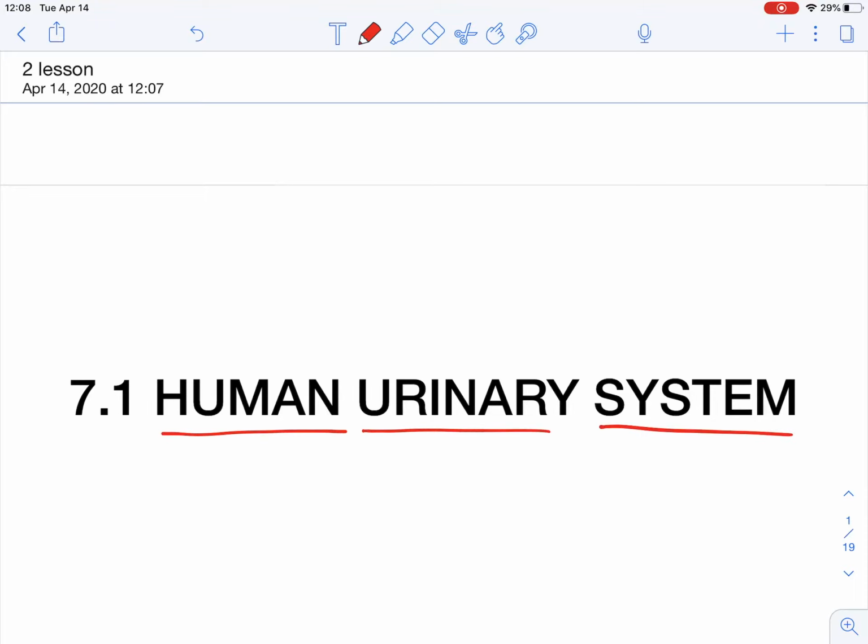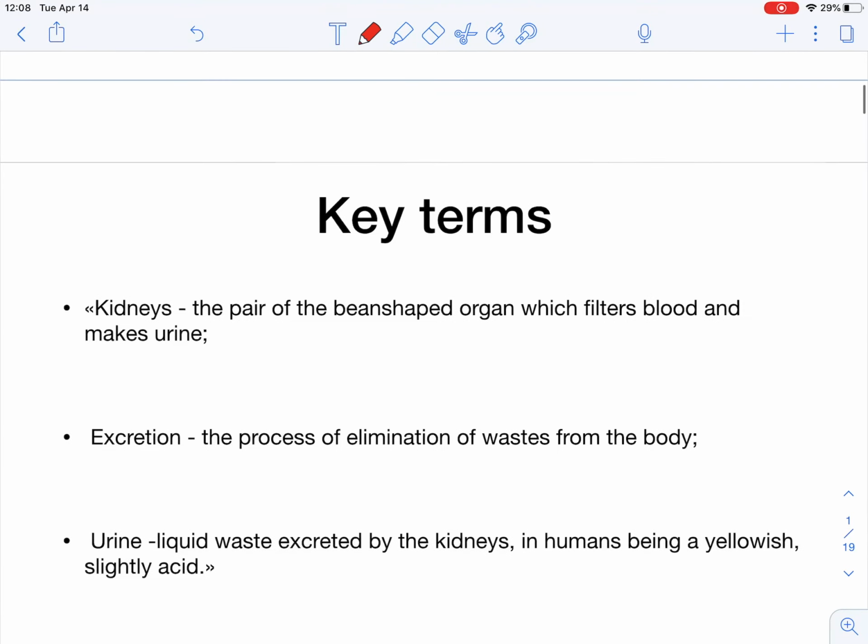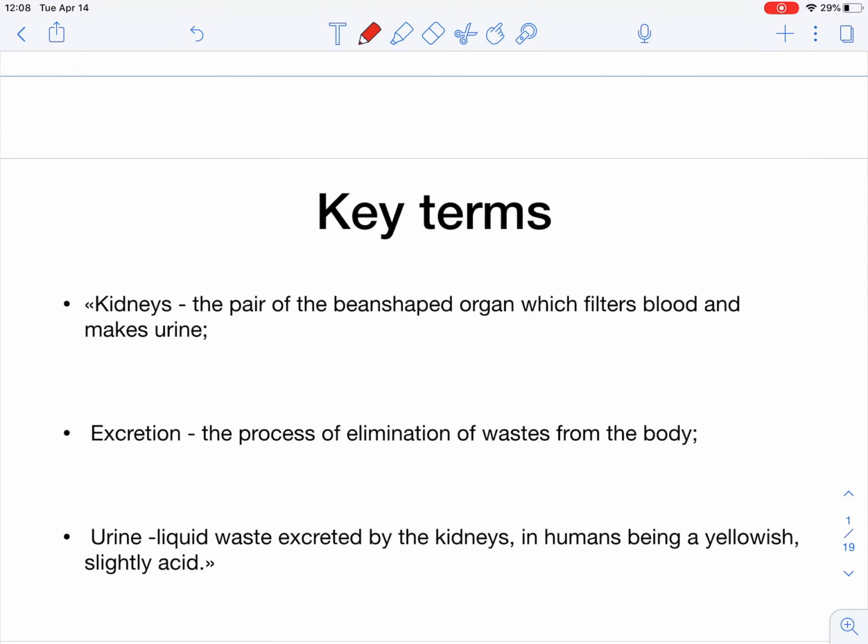Today we'll have a new lesson. It's the human urinary system. Before that, let's be familiar with key terms.